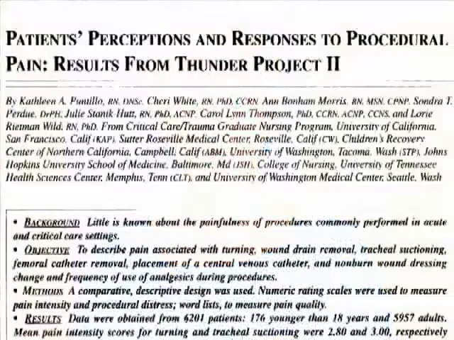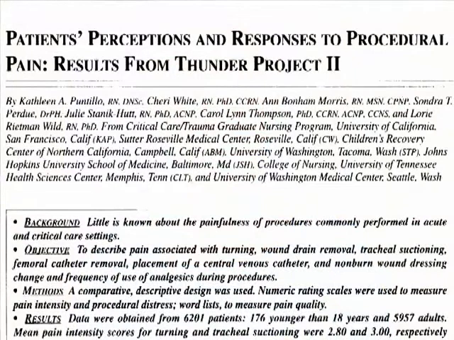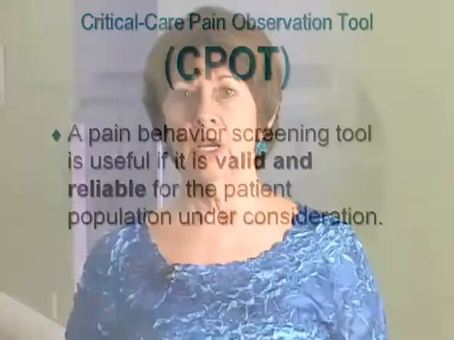As we saw in the Thunder Project 2, which was a study with over 6,000 patients, critical care nurses often perform procedures such as turning and ET suctioning that cause pain in their patients. As a result, clinical practice guidelines were developed that recommend medicating patients for pain prior to a procedure that is known to cause pain.